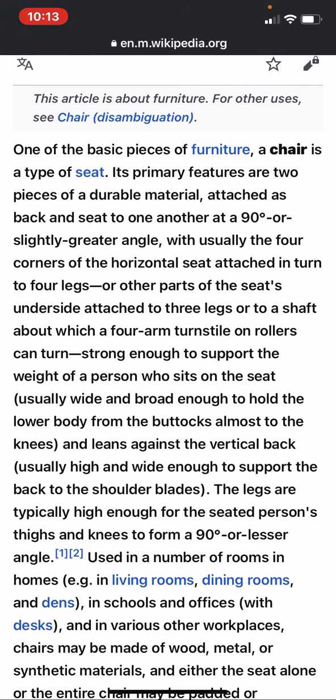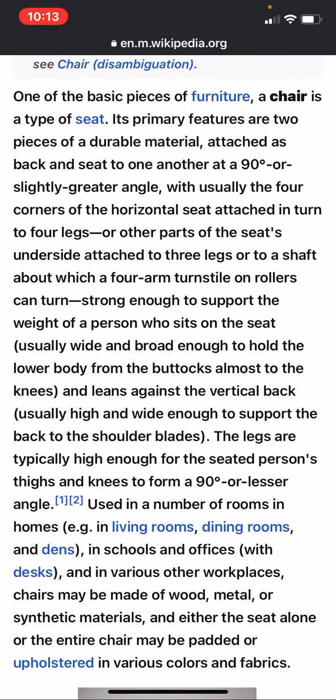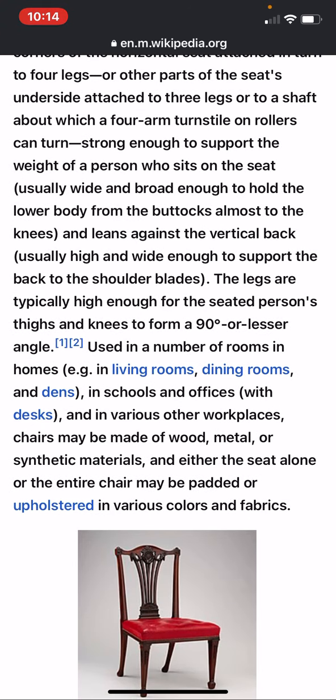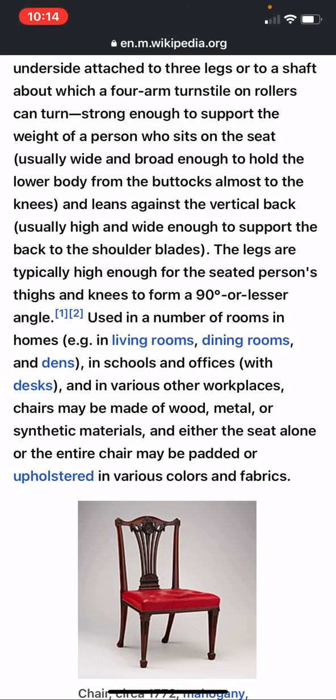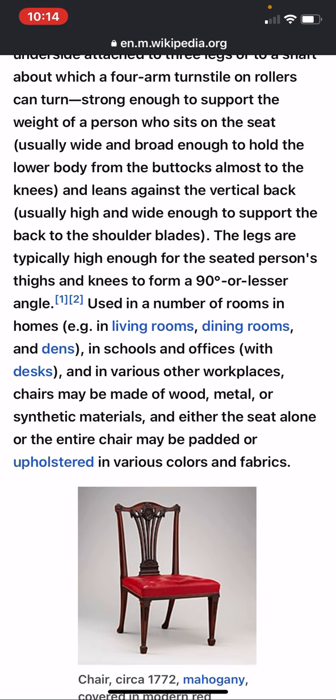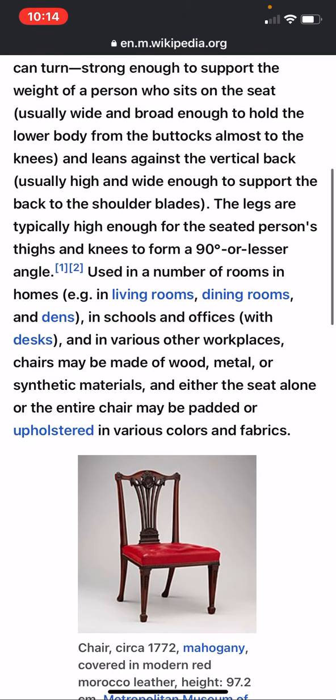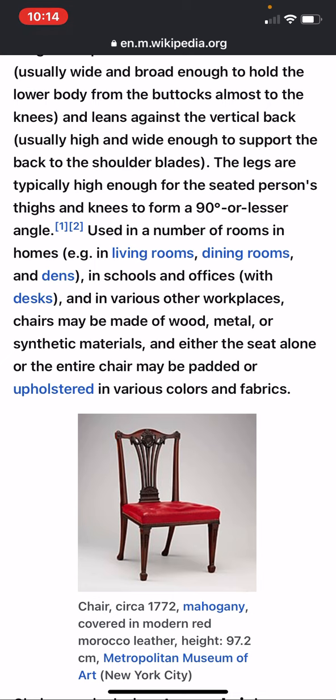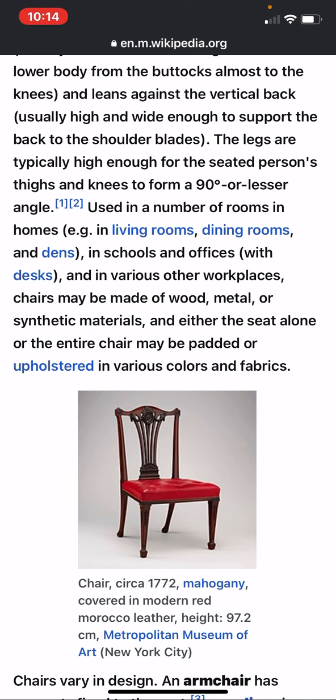One of the basic pieces of furniture, a chair is a type of seat. Its primary features are two pieces of a durable material attached as a back and a seat to one another at a 90-degree or slightly greater angle, with usually the four corners of the horizontal seat attached in turn to four legs, or other parts of the seat's underside attached to three legs or to a shaft, about which a four-armed turnstile on rollers can turn, strong enough to support the weight of a person who sits on the seat, usually wide and broad enough to hold the lower body from the buttocks almost to the knees, and leans against the vertebral back, usually high and wide enough to support the back and to the shoulder blades.